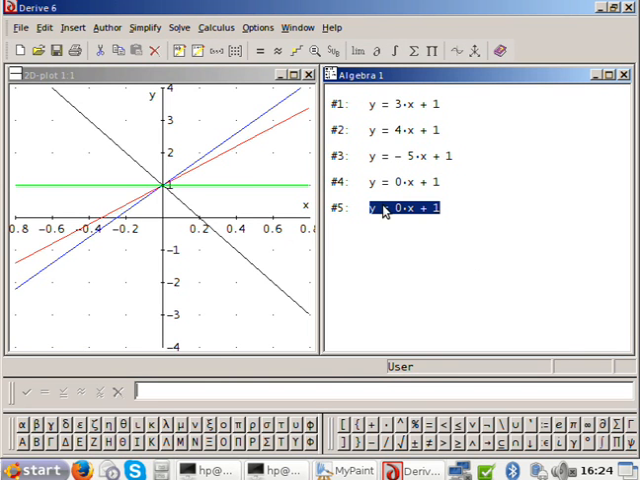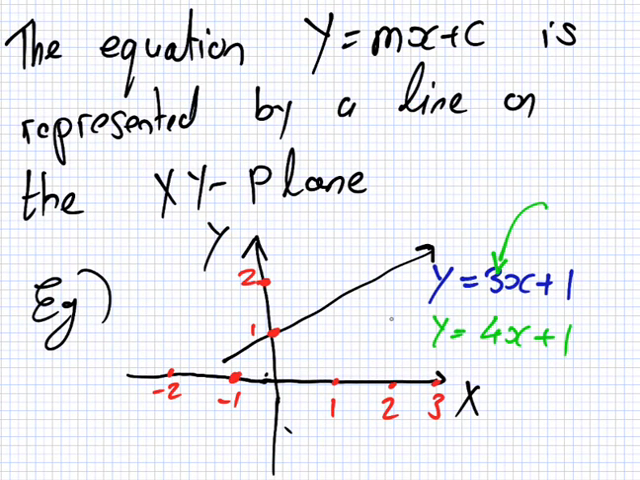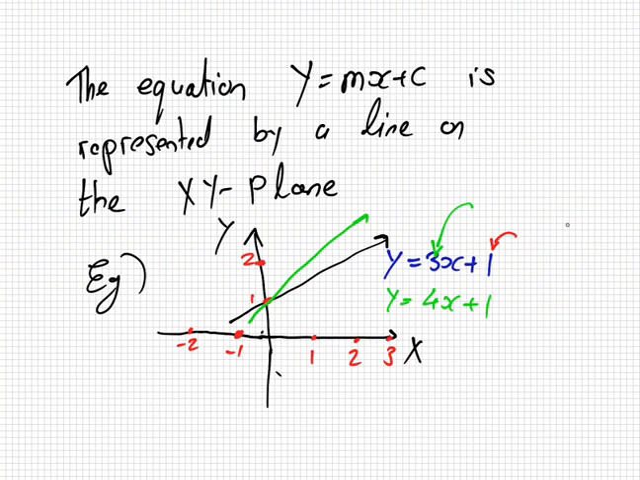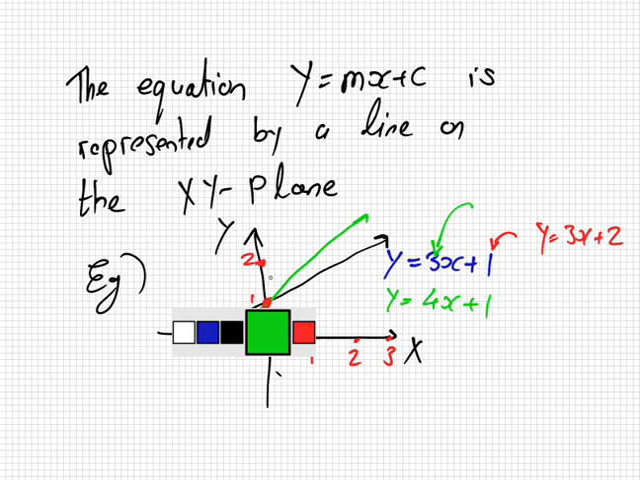Now, what happens if I change here, this number? So actually, let me draw it in green here. That would move the line up. Okay, and then what happens if I change this number now? Let's say I have y equals 3x plus 2. What happens here? It will move up. So instead of being at 1 here, it will be at 2.